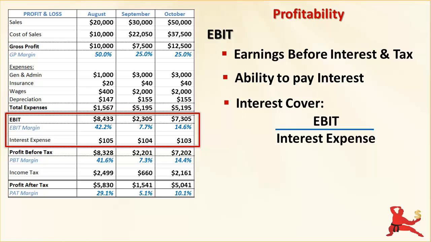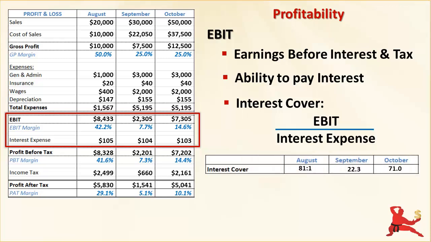Our business has very healthy interest cover ratios. Interest cover decreased from a whopping 81 times in August to a still pretty healthy 22.3 times in September. In other words, operating activities generated enough profit to cover 22 times our existing interest expense in September. Note that this is about generating enough accounting profit. It's not about having enough cash to pay interest. Do not confuse accounting profit with cash.